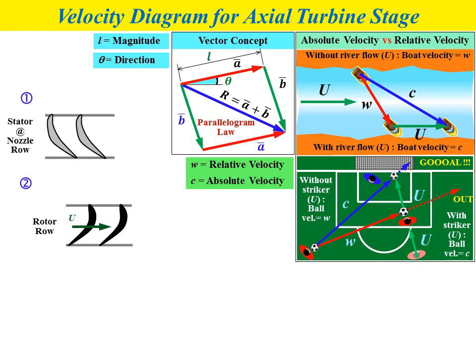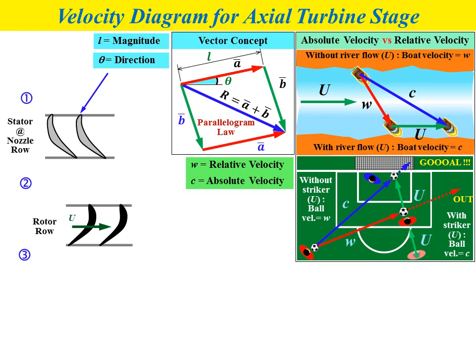State number 1 represents the inlet condition of the stator or nozzle. State number 2 represents the condition at the outlet of the nozzle, and also the condition at the inlet of the rotor. And state number 3 represents the condition at the outlet of the rotor.